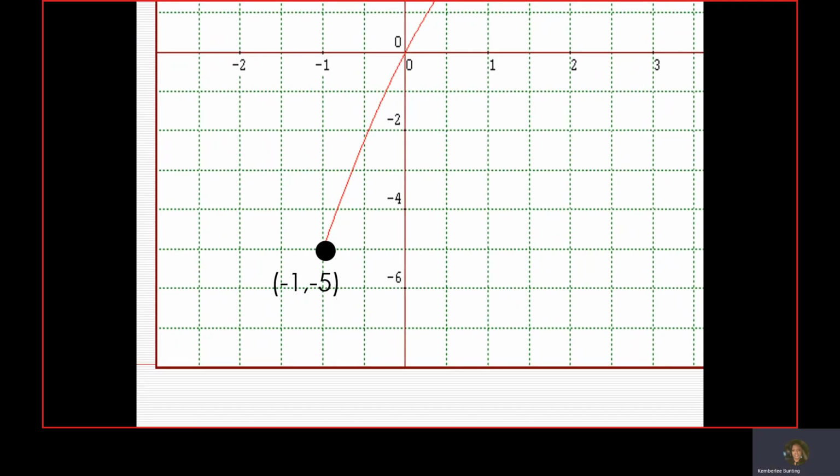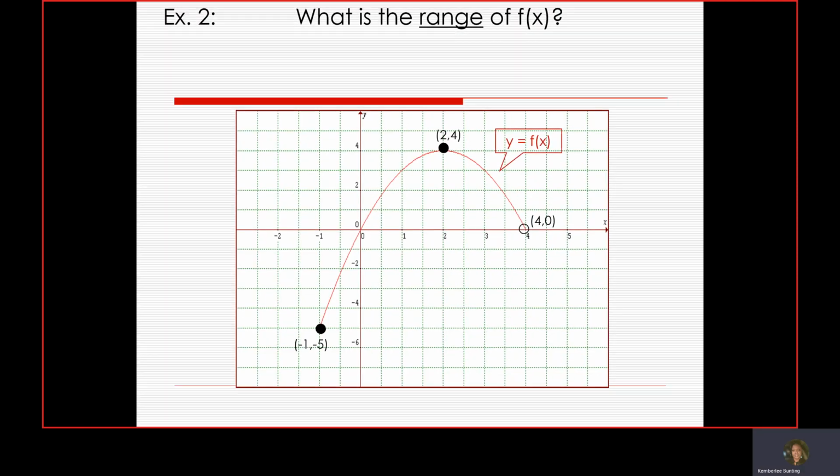Remember, we're dealing with range, so we're thinking about the y values, right? The lowest most point would not be -1. That's x, right? The lowest most point is going to be -5. And then the highest point is going to be what? So I'm looking from here to here. That's what my graph is contained in between, right?